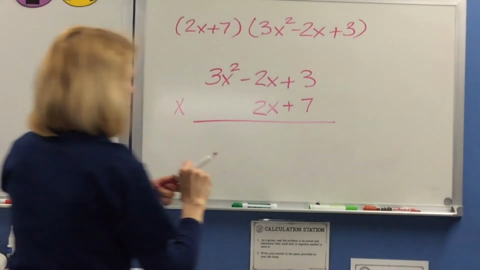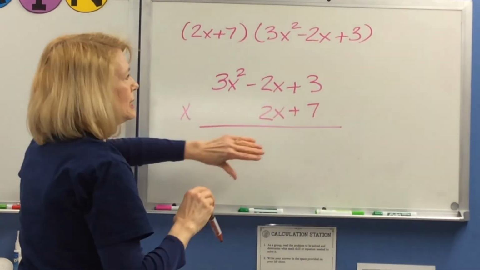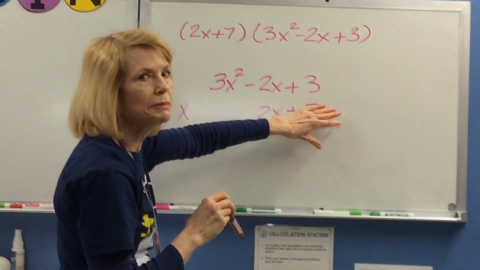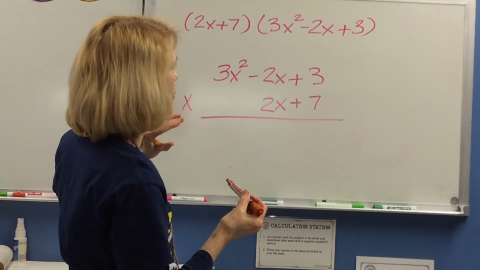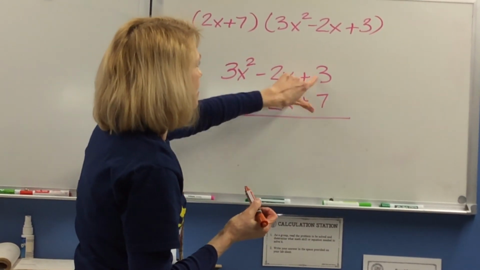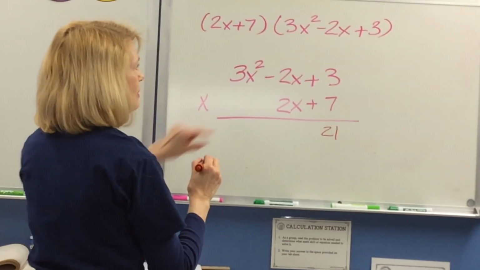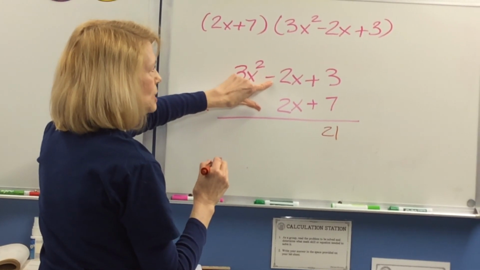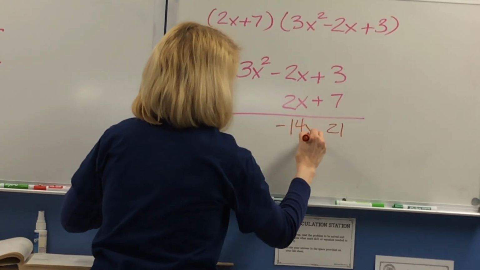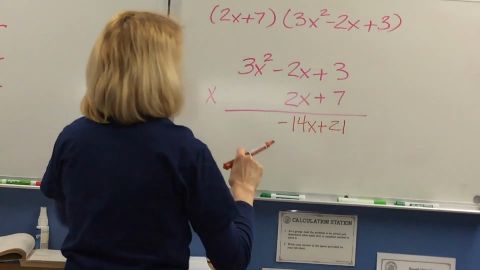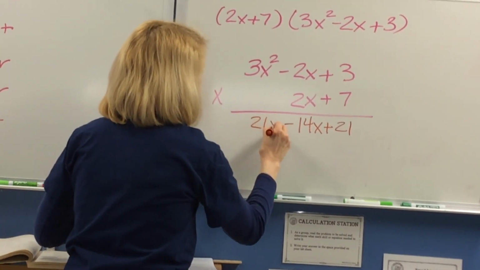And then draw a line underneath. Okay? And then you just multiply. If this was a two-digit number, you'd start with the ones place, right? We'll pretend that 7 is the ones place, and you're going to multiply 7 times everything in the trinomial. So 7 times 3 is 21. 7 times negative 2x is minus 14x. And 7 times 3x squared is 21x squared.